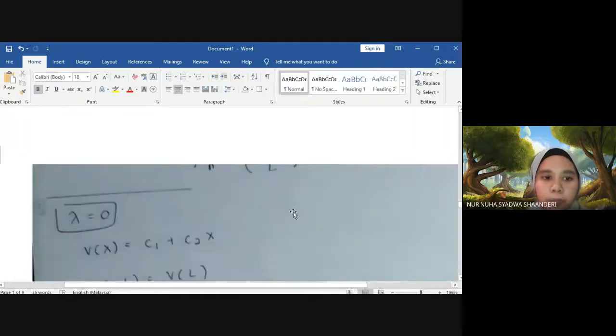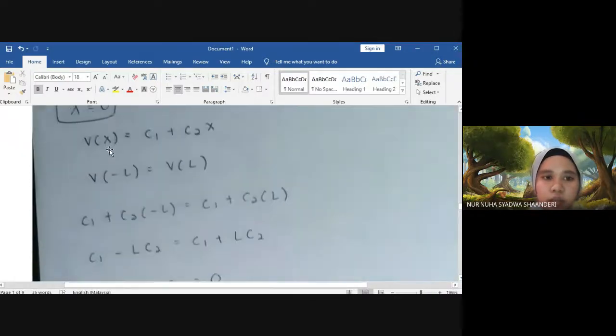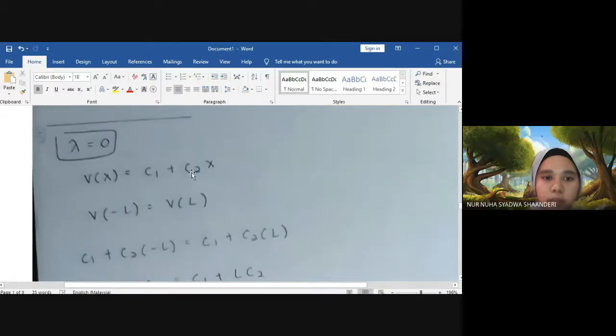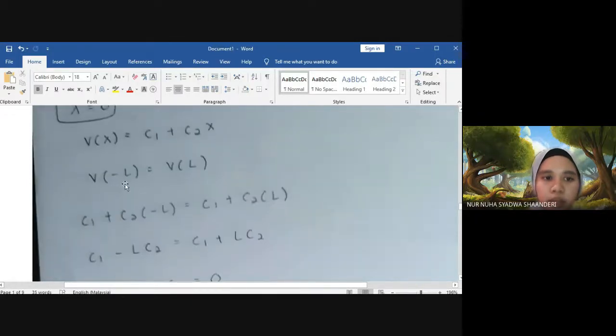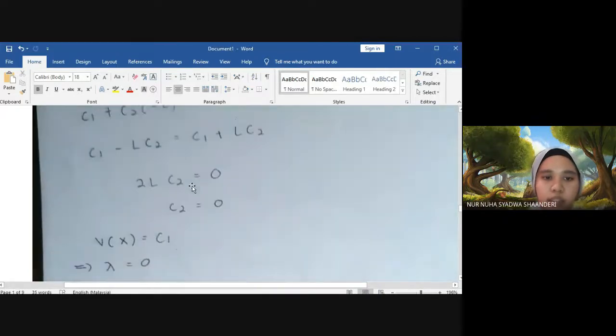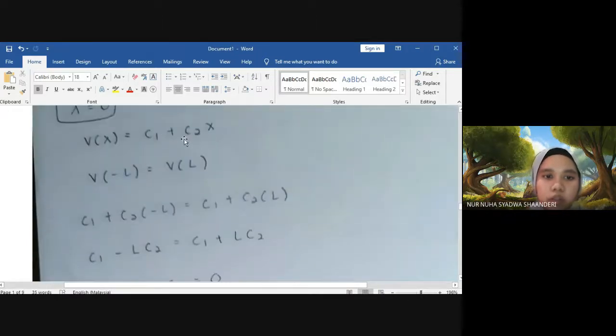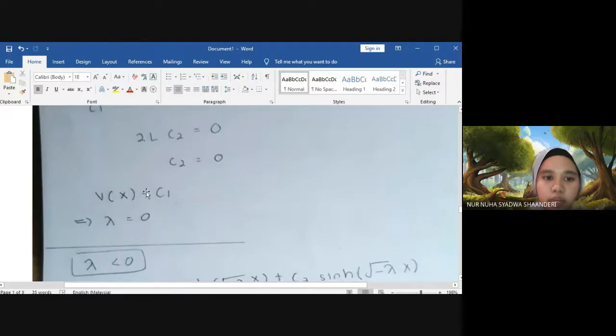So next is for lambda equals to 0, we have Vx equals to C1 plus C2x. Same like before. On the left hand side, we substitute x with negative L, and the right hand side with L. And then we solve this, we get C2 equals to 0. And if C2 equals to 0, Vx equals to C1 and lambda equals to 0 is acceptable.